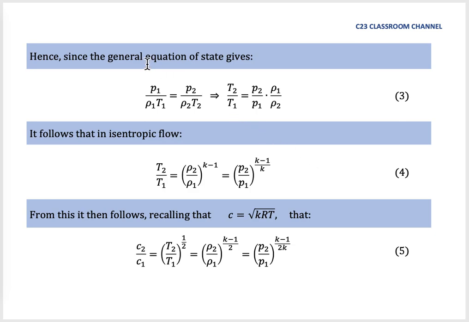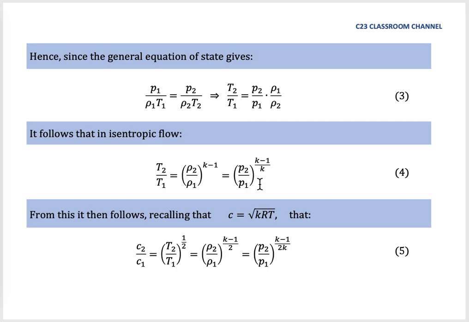Then we have the general equation of state, P equals ρRT. We can rearrange that equation, so P1 over ρ1 T1 is equal to P2 over ρ2 T2. Rearranging, T2 over T1 equals P2 over P1 times ρ1 over ρ2. Then we substitute with the isentropic relation, so T2 over T1 is equal to ρ2 over ρ1 to the power of k minus 1, or it can also be written as P2 over P1 to the power of k minus 1 over k.